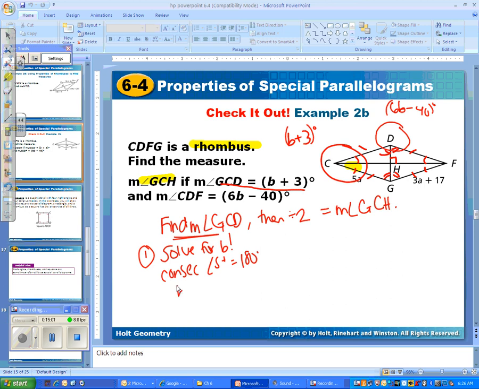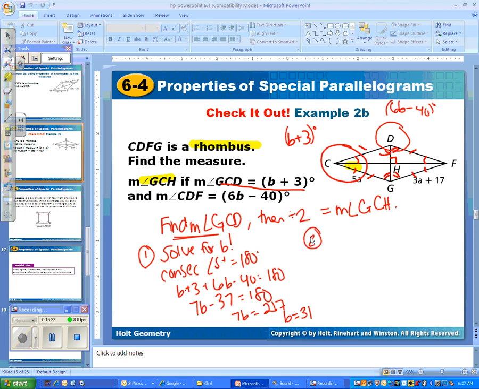So we could say b plus 3 plus 6b minus 40 equals 180. So now we can combine like terms, and we have 7b minus 37 equals 180. Solve for b, and we get, let's see, what is that going to be? I can't remember. 180 plus 37. Boom, 217 divided by 7. So we get b equals 31. Okay, that was our first step, solve for b.